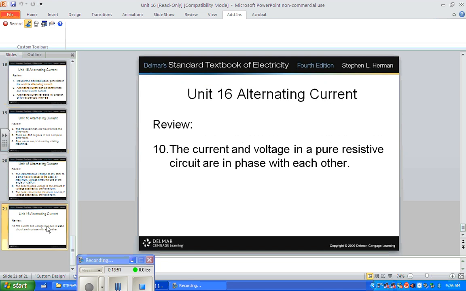Okay, and that is over 15 minutes anyway, and I'm trying to keep them shorter. So we're going to stop this one. So there's your chapter. Was that 16? Yep, okay, chapter 16 lecture from Standard Textbook of Electricity.